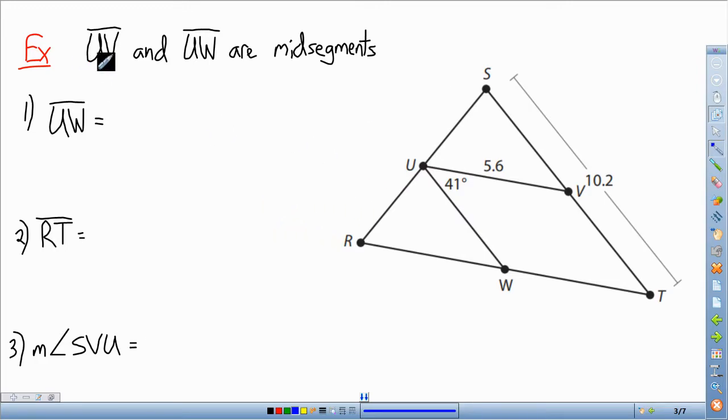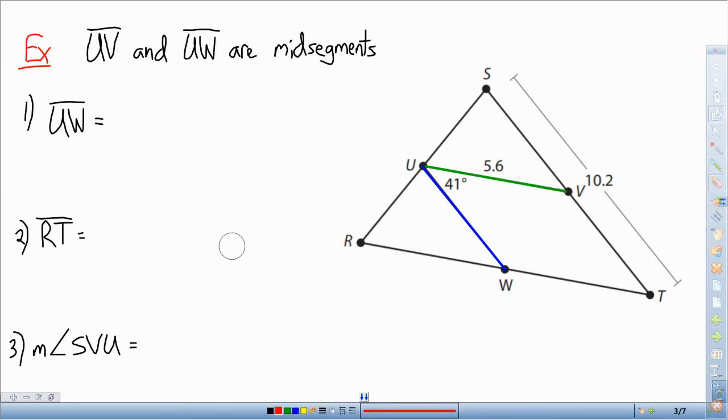Okay, so first things first, it's telling us that UV and UW are mid-segments. So first, let's just make some sense out of that. Let's highlight those. So UV, they're telling us this line right here, as well as UW, I'm gonna make it a different color. This line right here, they're mid-segments. Actually, I'm gonna make it blue just because I'm gonna use red to make my markings. So those two things are mid-segments.